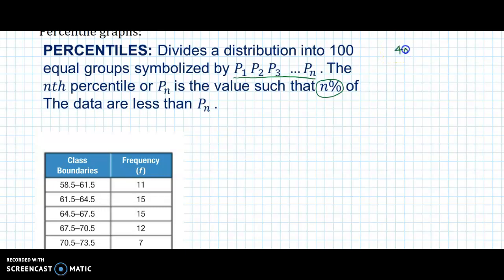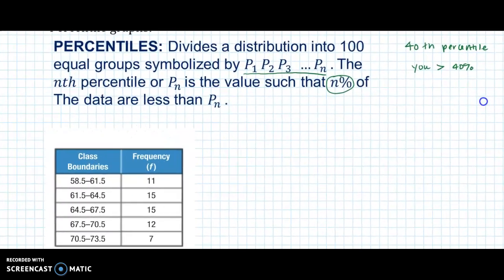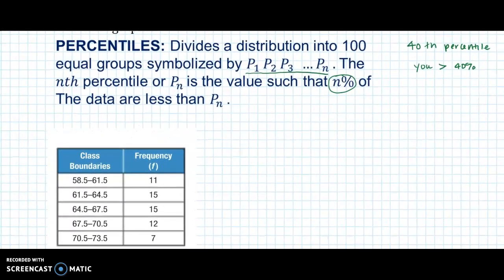So if you say you're in the 40th percentile for height or weight or whatever, that means that you are bigger than 40% of the other numbers in the data or the other people in the data. That means you are also less than 60%.